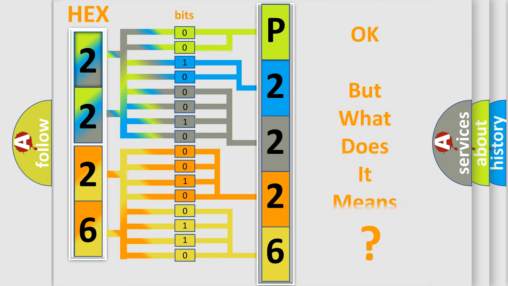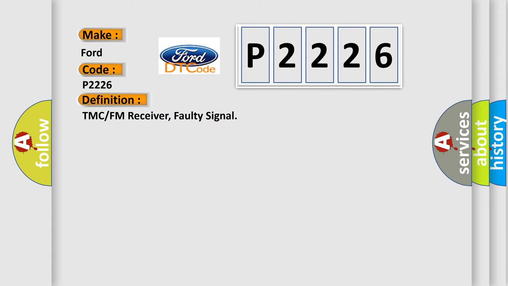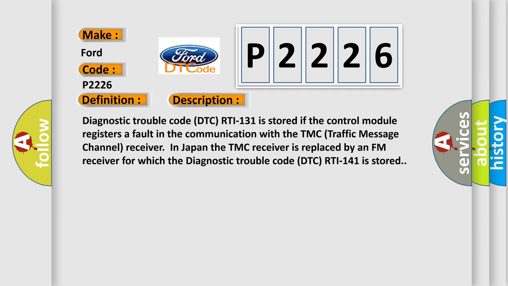The number itself does not make sense to us if we cannot assign information to what it actually expresses. So, what does the diagnostic trouble code P2226 interpret specifically for Infiniti? The basic definition is TMC or FM receiver, faulty signal. And now this is a short description of this DTC code. Diagnostic trouble code DTC RTI 131 is stored if the control module registers a fault in the communication with the TMC traffic message channel receiver.